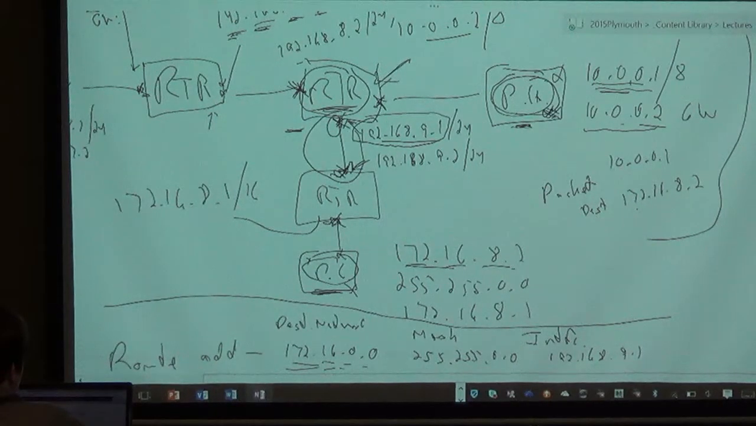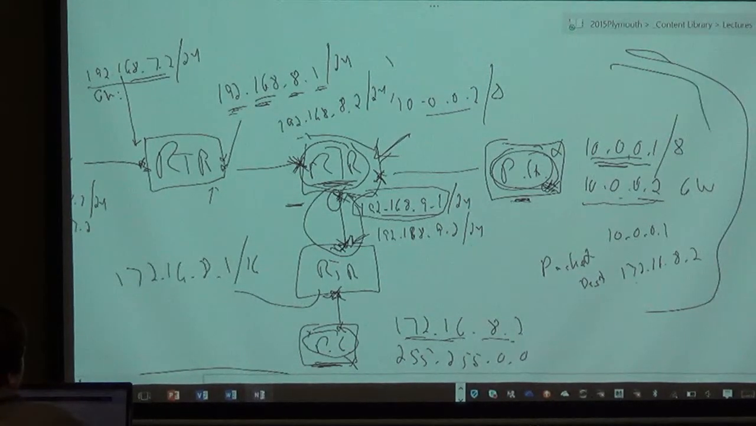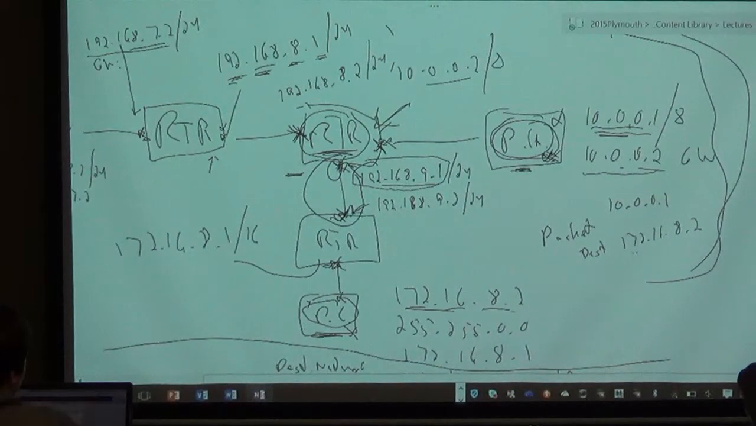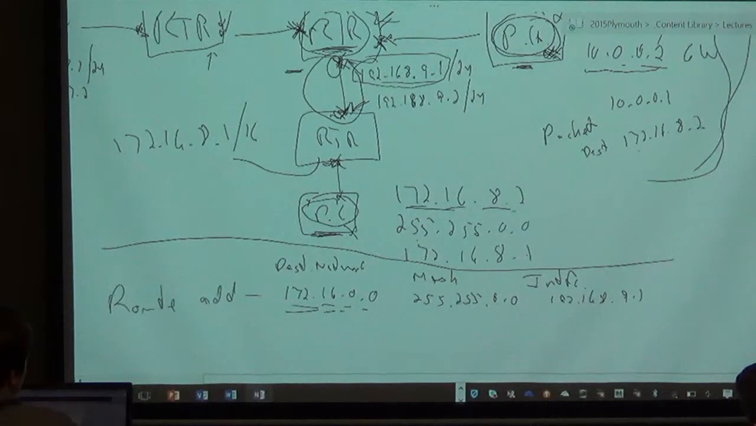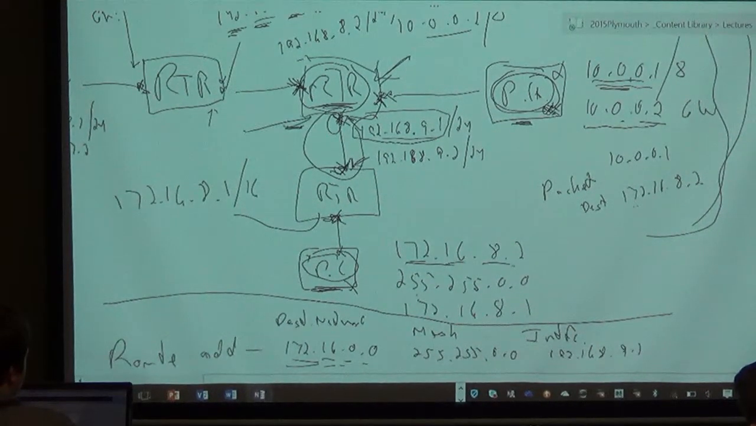So we're telling this router, any packet from any of these networks that's destined for the 172.16 network, send it to this guy, because he'll know what to do with it. If you send it to this guy, he's going to say, I'm the 192.168.9.0 network. I'm going to send it to my gateway, which is this guy, and this guy already knows that this network here is on this router.